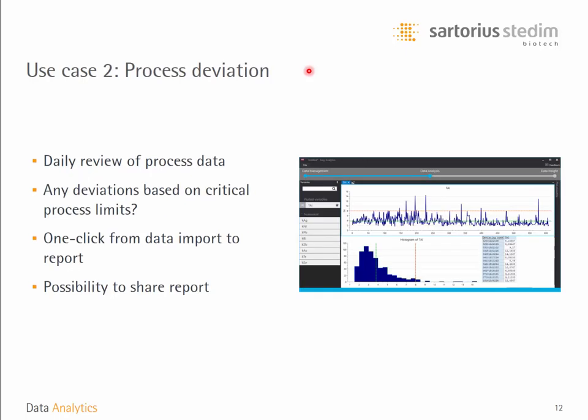The second use case I will demonstrate for you has to do with process deviation analysis. And here the background scenario is that we have a person or a team that would like to perform a daily review of some important process signals. Every morning when they come into the office, they would like to have a rundown on the last 24 hours of process performance, compare this information to the critical process limits for these signals. Not the standard deviations, just the critical process limits that are set for the process in question.